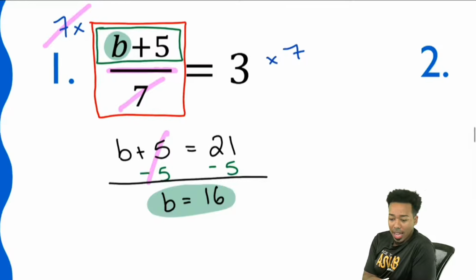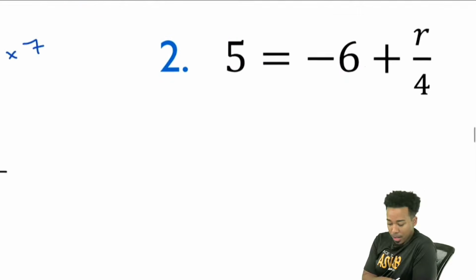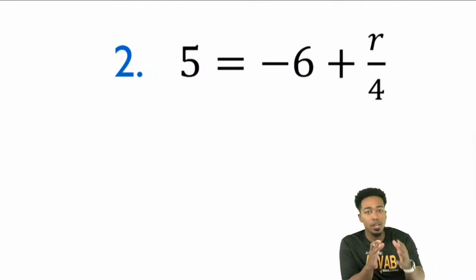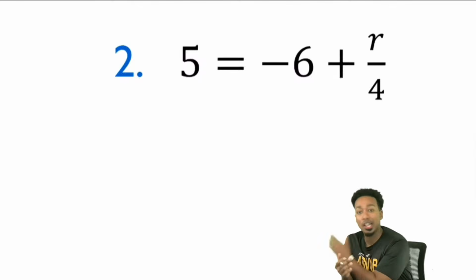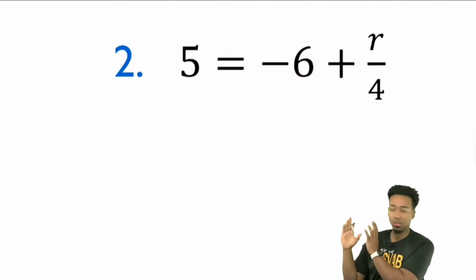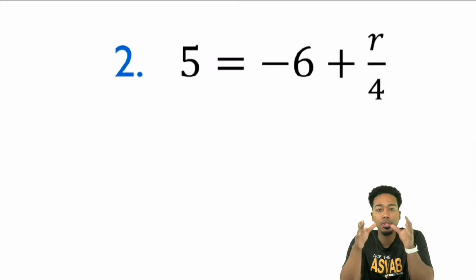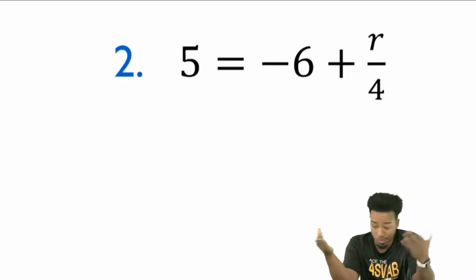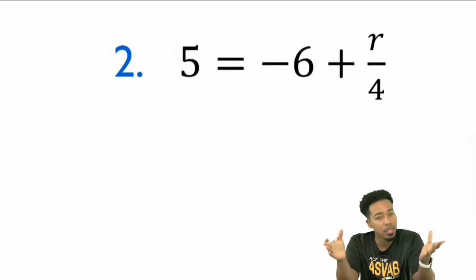Let's go ahead and take a look at number 2. And again, I'm going to show you, it's just about observing. Like, this looks disgusting, right? This looks nasty. I don't want to do this, but you can do it by just understanding what variable I'm looking for, what's happening to the variable, and working backwards. So let's take a look here.